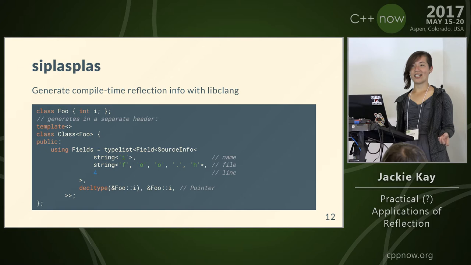where he takes C++ code structs, parses it with libclang, and then uses a combination of Python and some templates to then generate compile time structs that only have this meta information, no runtime values. And then that is used as a basis for a static reflection library.